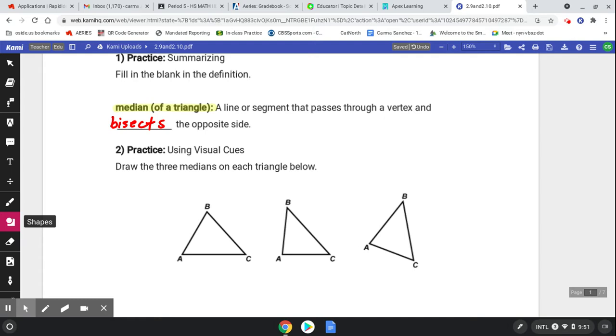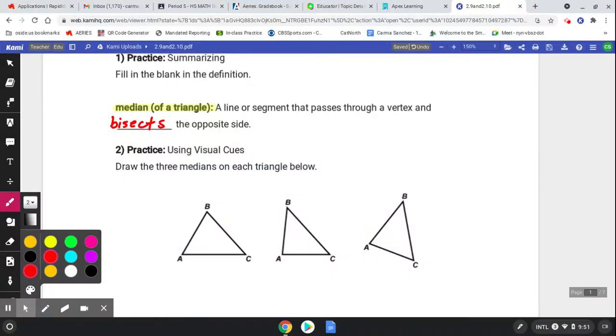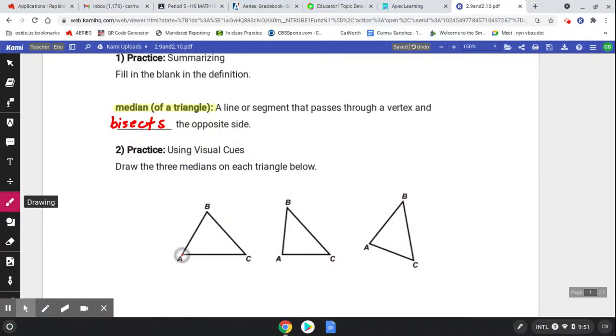First of all, let's put a dot on what we think might be the midpoint of the opposite side. For example, if I'm looking at vertex A, what would be the midpoint of the opposite side? Maybe around right there. If I'm looking at B, what would be the midpoint of the opposite side? Maybe there. And if I'm looking at C, maybe that's the half point.